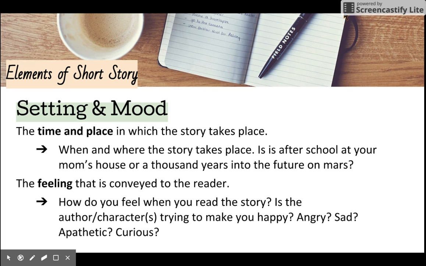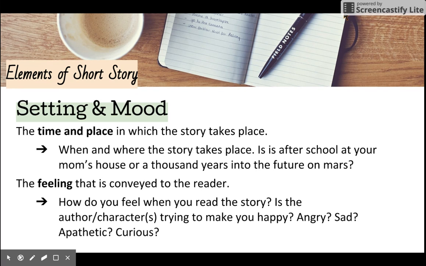Mood, on the other hand, is the feeling that is conveyed to the reader. So sometimes the setting plays into the mood a little bit. So if our story is taking place in a wartime, we could maybe assume that the mood isn't going to be very happy and cheery. Again, you'd have to read the story to find out.